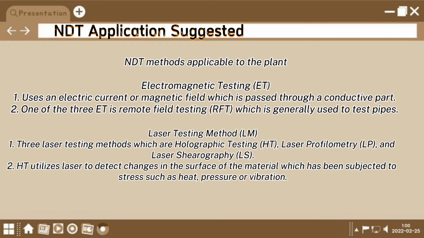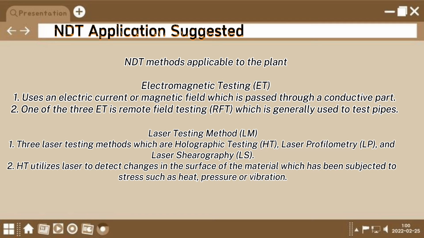And then laser testing is divided into three methods, which are holographic testing, laser profilometry, and laser shearography testing. Holographic testing makes use of a laser to find surface changes in materials that have been stressed by heat, pressure, or vibration. Defects are then visible by comparison to an undamaged reference sample.